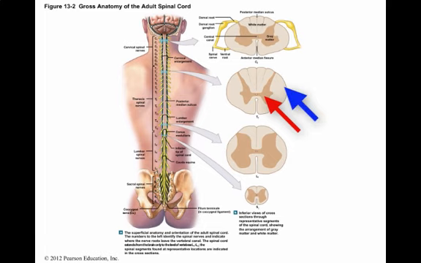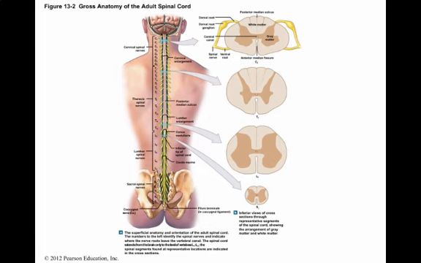In the cross section, we can also see the distribution of the gray matter versus the distribution of the white matter. The gray matter of the spinal cord is enlarged in areas that are dedicated to the control of the limbs. These enlargements are termed the cervical enlargement that supplies nerves to the shoulder and upper limbs, and the lumbar enlargement that provides innervation to the pelvis and lower limbs.